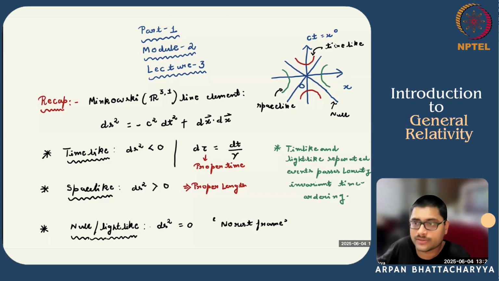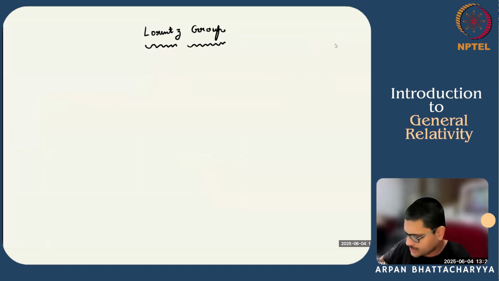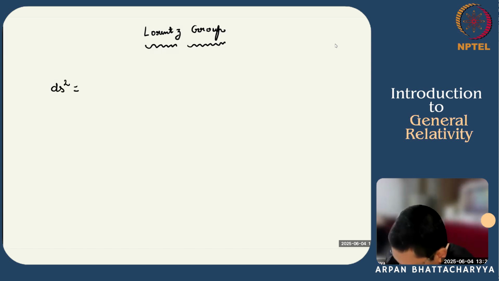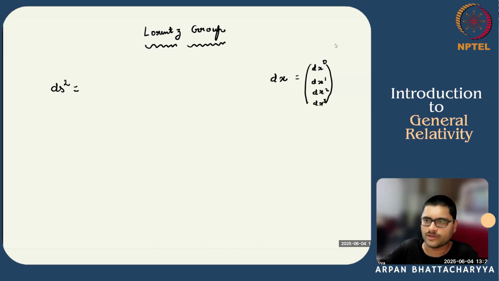Now we will try to discuss essential points about the Lorentz group. Before that, let's rewrite this Minkowski line element in terms of matrix multiplication. So, ds square, you can write in the following way. Remember that we can write this coordinate differential as a column vector, which takes 4 entries. First one is dx0, and then these three correspond to the spatial directions.